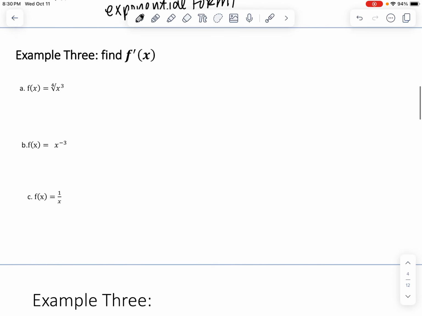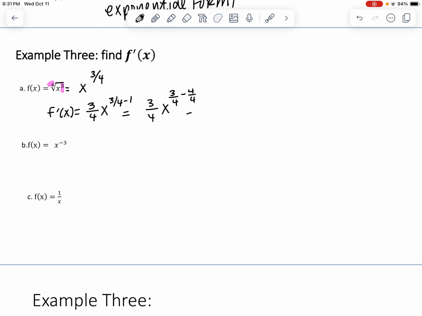This one says example 3, find f prime of x. So same thing. My exponents are getting cut off here, but this one is a radical. The way that I find the derivative of a radical is I convert it to exponent form. So remember what I said, the exponent inside the radical becomes the numerator and the exponent outside the radical becomes the denominator. So I have converted it into exponential form, and so now I can find the derivative. So I have f prime of x equals, I'll take 3/4 and put it out in front of x, and I'll do 3/4 minus 1. You might know what the answer is off the top of your head, but if not, 1 is equivalent to 4/4. So I'll get 3/4 x to the negative 1/4 power.